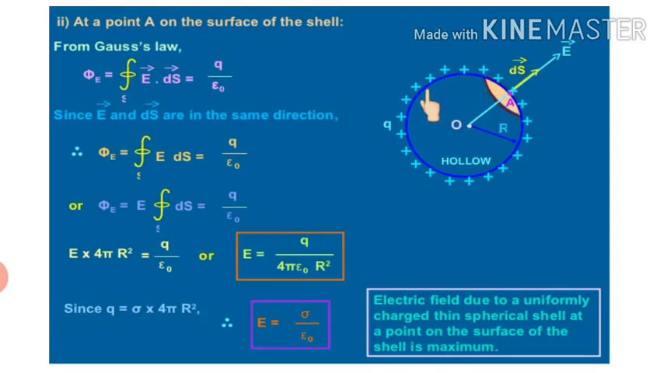So inside the spherical shell, phi will be 0. Why will the electric flux be 0? Because inside this spherical shell, no charge is there. All the charges are on the surface. Inside the shell, charge is 0, and if charge is 0, flux will be 0. And flux is 0, so E will be 0. So inside the sphere, E will be 0, and it will be maximum on the surface of this charged spherical shell. So this was all about a conducting charged sphere.